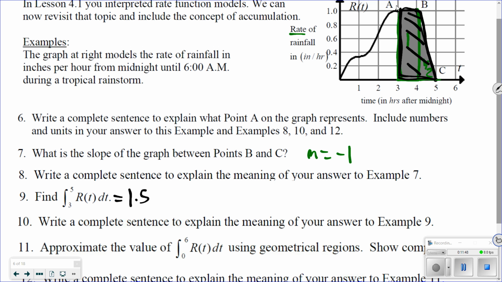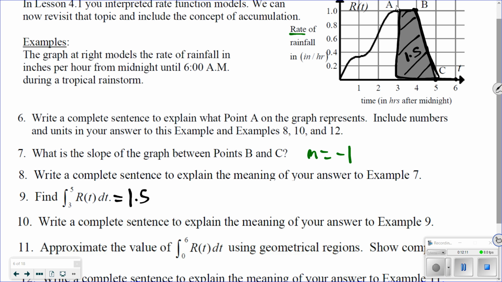All right, so number 11 says we want to approximate the definite integral from 0 to 6 using geometric regions, show your computations. So if I'm going to do that, I already know this part over here. I want to go from 0 to 6. Over here there's nothing, so I don't have to worry about that. We already know this one is 1.5.